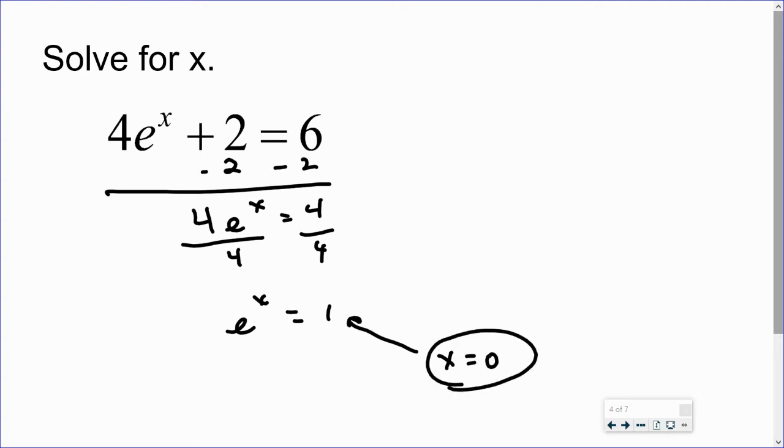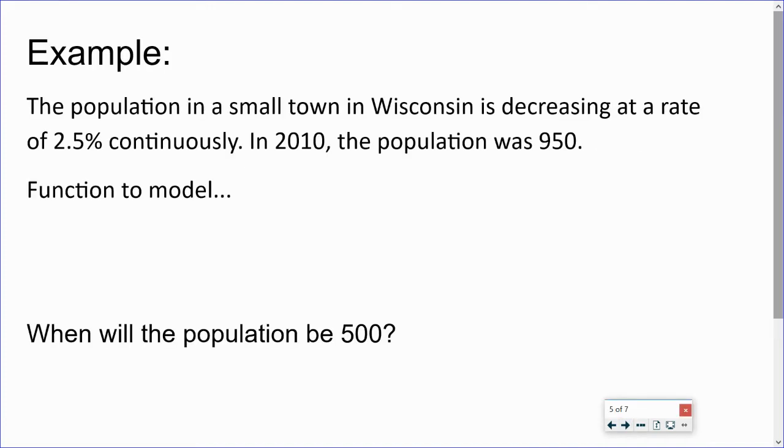Now, that's the smart person. Me, I would have gone natural log of 1 equals x, and then I would have gone to my calculator and found out that x equals 0. But again, this problem is showing you what you have to do in preparation to be able to get this. So if I'm adding something, I'll subtract it and divide by that 4.